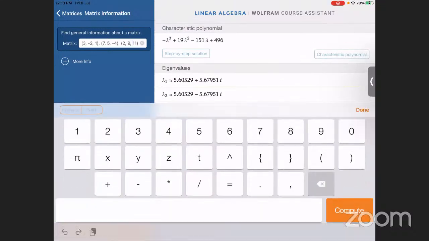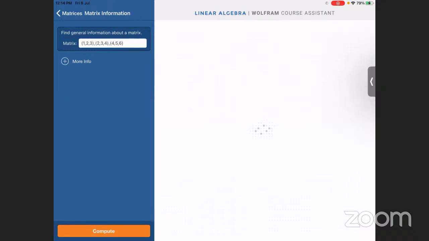Instead of 11, let me just take some other question. 1, 2, 3. Say 1, comma 2, comma 3. Then 2, comma 3, comma 4, and 4, comma 5, comma 6. I'm just taking a square matrix to have all those things. Close it. Let's compute. All its features are going to be displayed.